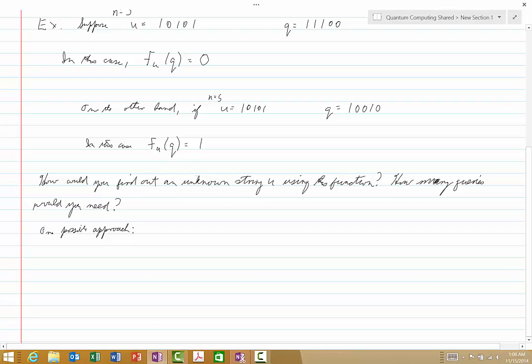Okay, let's say query 1. You could have 0, 0, 0, dot, dot, dot, 0, and then in the very last position, you have a 1. Now, if you query with that string, that is going to tell you for sure what value u has in that last position.